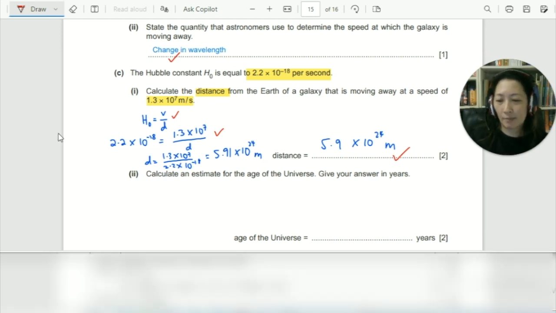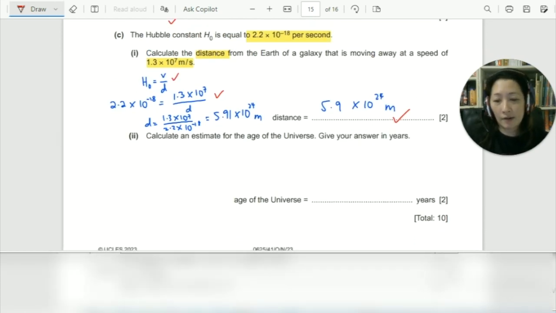Now let's look at number 2. Calculate an estimate for the age of the universe. Give your answer in years. I know some of you have probably memorized this value. You don't actually have to because you're given the Hubble constant. You can calculate the age of the universe by taking the inverse of the Hubble constant.